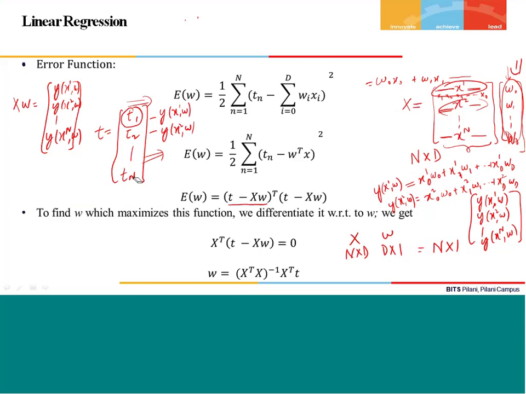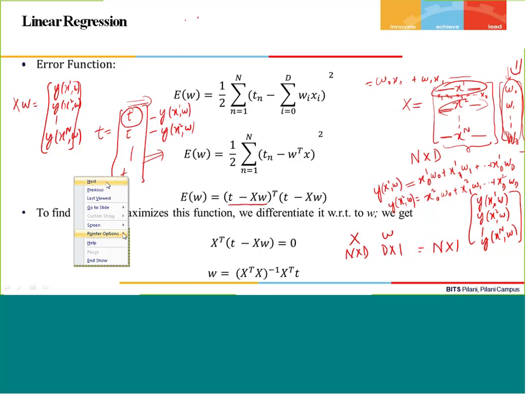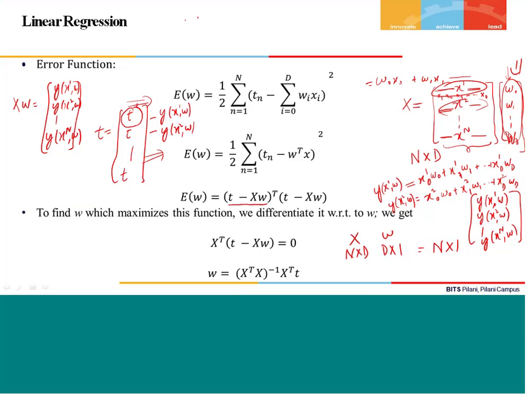Why am I doing this? Sorry for the notations, but this is t1, this is t2, this is tn. So I am subtracting the first hypothesis value from t1, the second hypothesis value from t2, and likewise I am subtracting from tn my nth hypothesis value. So this is nothing but the differences, right?